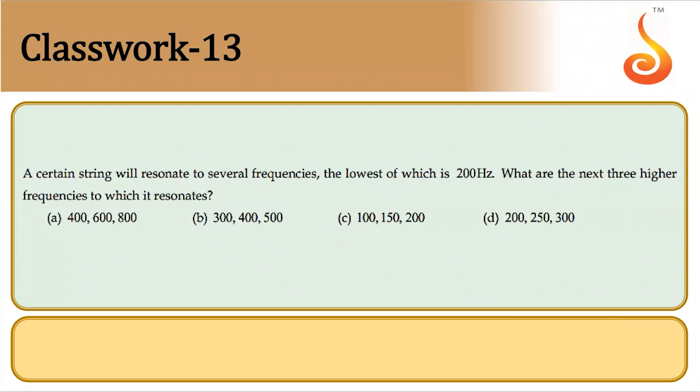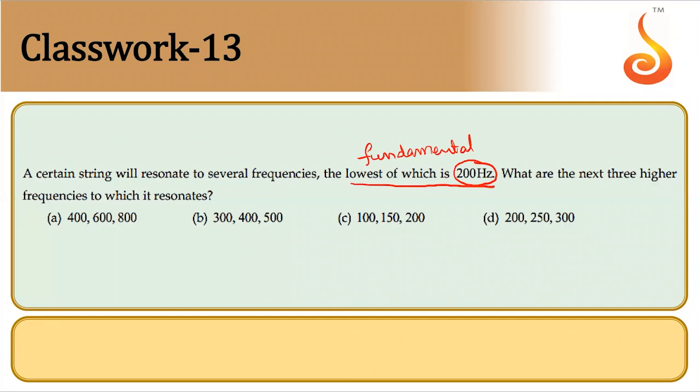A certain string will resonate to several frequencies, the lowest of which is 200 Hz. What are the next 3 higher frequencies to which it resonates? 400, 600, 800; 300, 400, 500; 100, 150, 200; 200, 250, 300. Lowest frequency means it is fundamental frequency. So fundamental is 200 Hz.